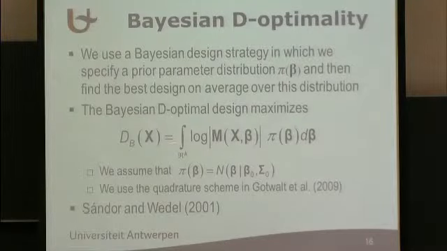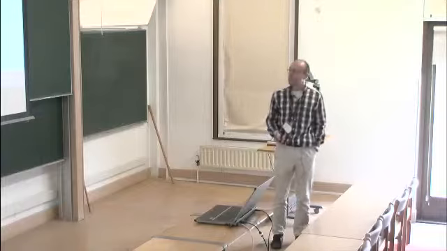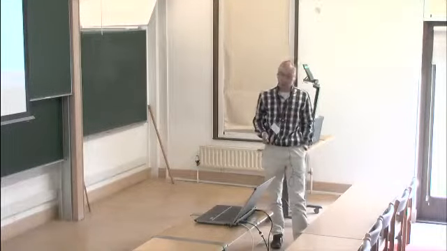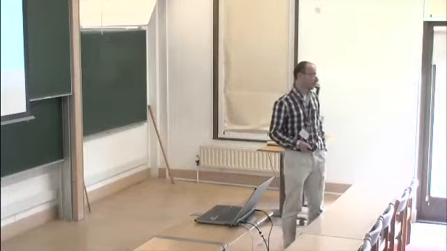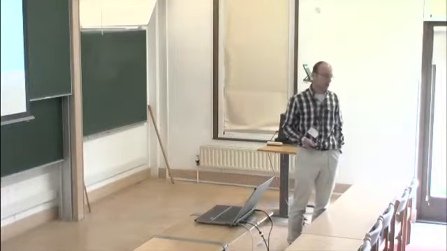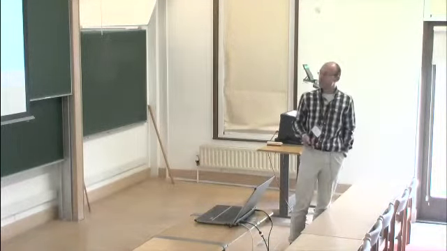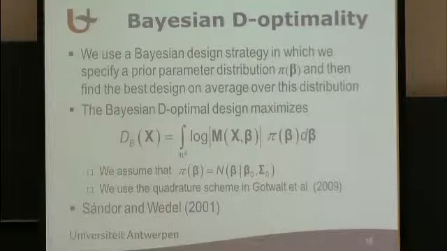Technically, the criterion that we use is this criterion. We try to maximize the integral of the logarithm of the information matrix evaluated over the prior distribution pi(beta). And in our work we usually assume that the prior distribution is a multivariate normal distribution, but there is nothing that prevents us from using log normal distributions or uniform distributions. It's basically the same machinery, the same logic that we can apply.